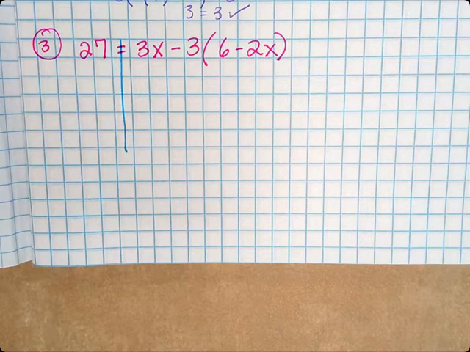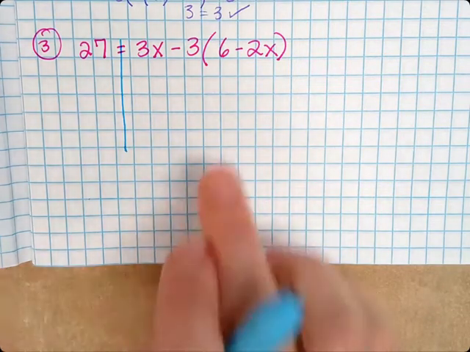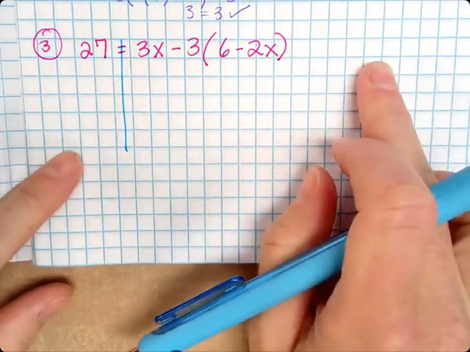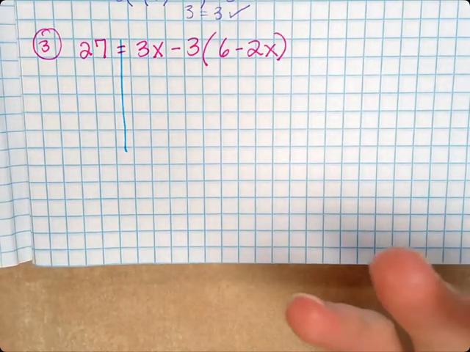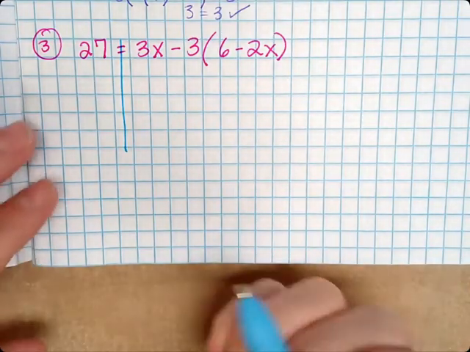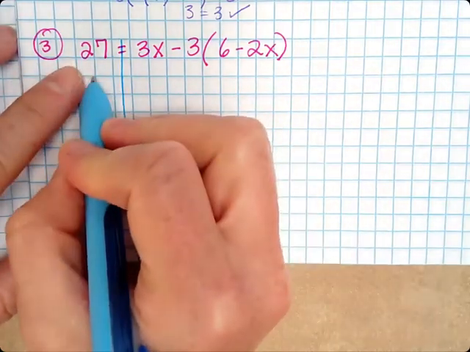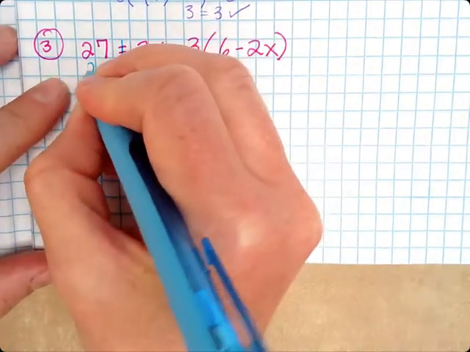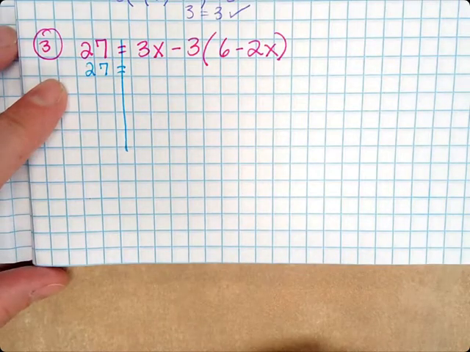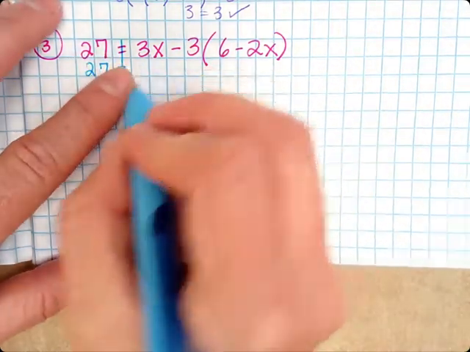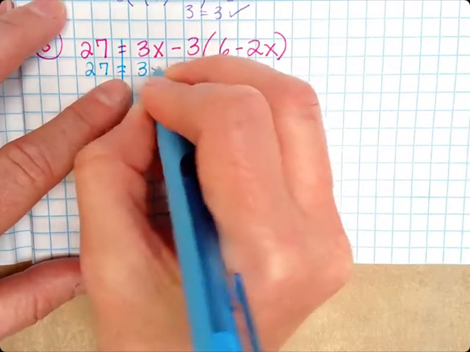If I didn't like it like that, I could flip flop them around, and write this equals 27. But I think it's just as easy just to do it like this. But if you like it the other way, that's fine too. Nothing we can do with this 27, so I'm just going to carry it down. Nothing I can do with that 3x.